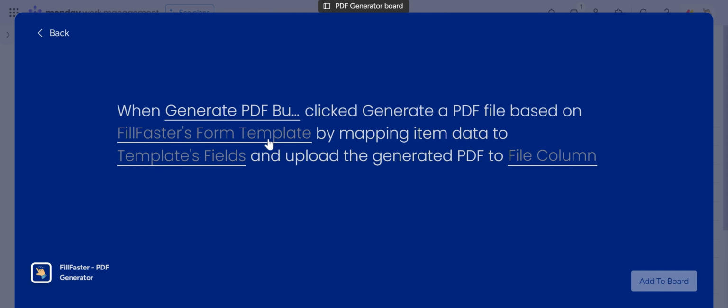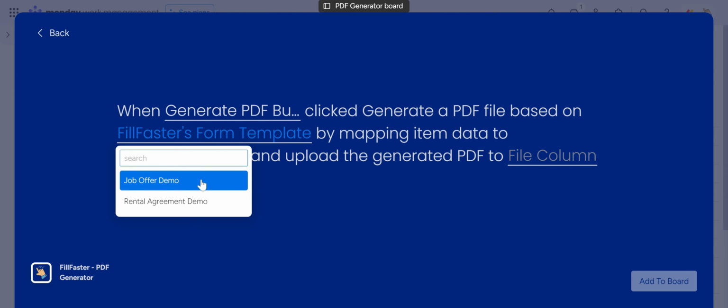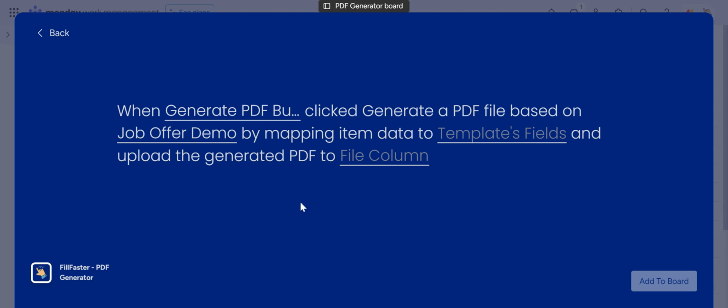Then choose the relevant FillFaster form template. If you don't have it yet, we have another guide on how to create it. You have to create the form before you set up the automation. Let's choose this one.